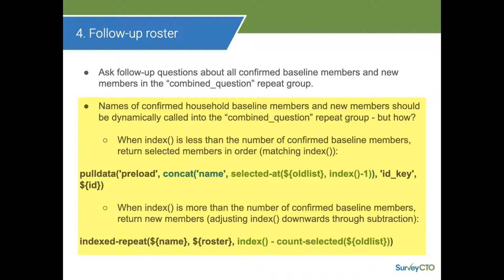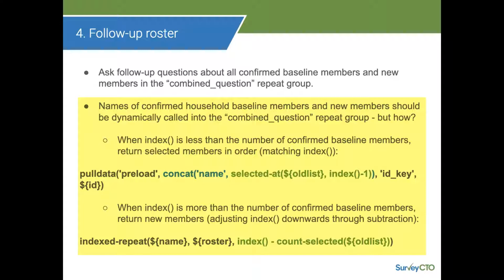But what about the new members? So new members can also be called out from the roster repeat group, but in this design, we start with confirmed old members and only want to start asking about new members after finishing with old members. The thing to do is to, again, adjust the index value downward. In this case, the index is adjusted down by the number of selections made inside old list.